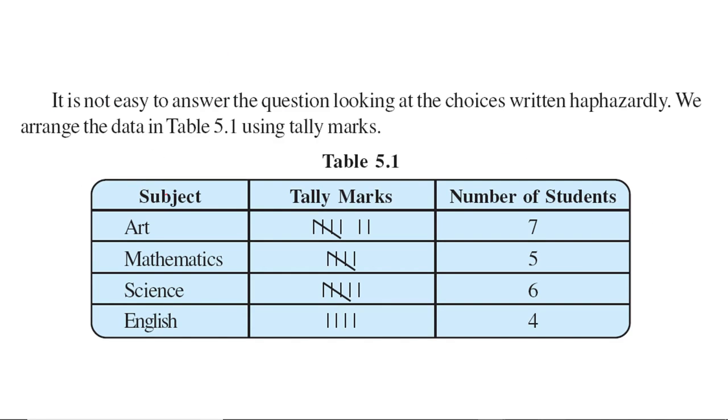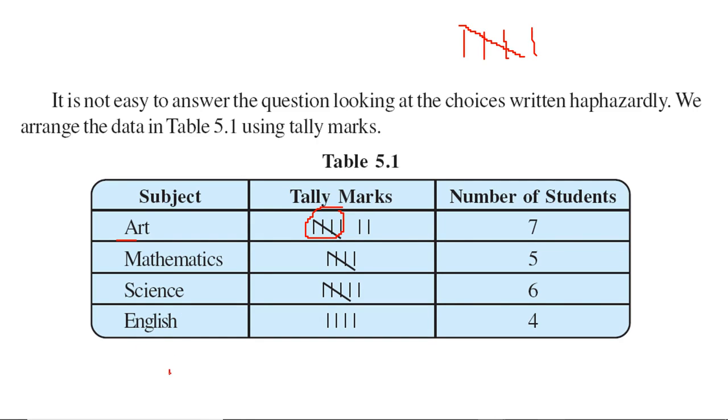And now we will try to make this raw data convenient for us to interpret. Means we will organize this data, arrange them. So now we'll compute like this. Art, this is 1, 2, 3, 4, and when we reach 5th, we just use this, you can say bar, or you can say pipes. And when we come to 5, we cross them, so that this is equivalent to 5. So this is 5, this is 2, so there are 7.